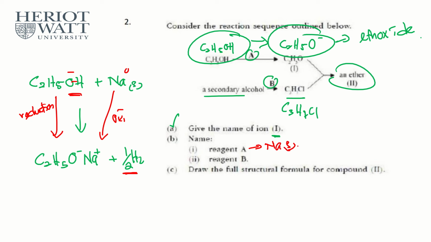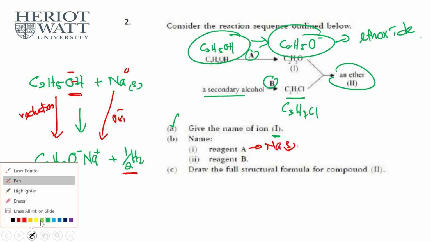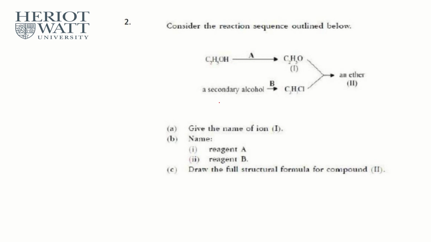All right, and what about reagent B? Let's check it out. Let me erase the rest. If you look at reagent B, it is changing from a secondary alcohol into C3H7Cl. Again, it is not clear, apologize for that. So what do you think? You're changing it into C3H7Cl. Obviously, this is a halogenoalkane, and here they give you a hint of a secondary alcohol. So from an alcohol, with an OH group, it changes into something with Cl. Obviously, this is nucleophilic substitution.